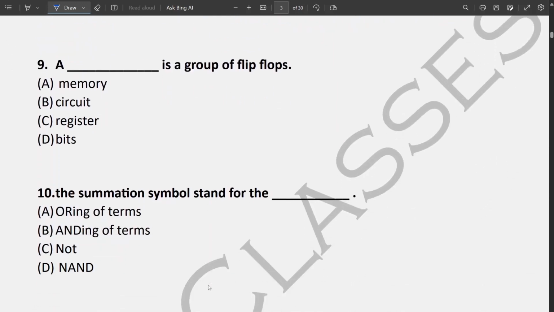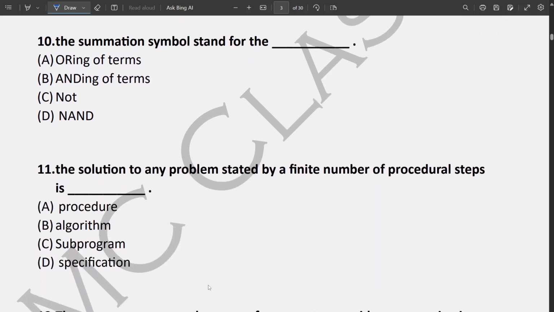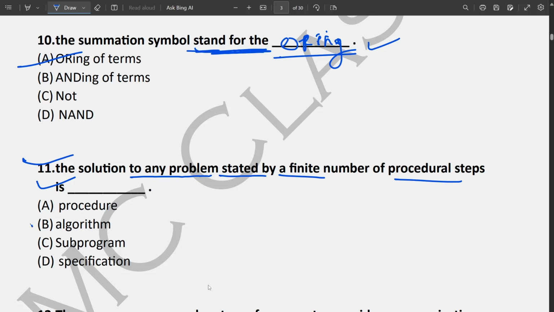Next. A is a group of flip-flops. So what is the group of flip-flops? The answer will be register. A register is a group of flip-flops. Next. The summation symbol stands for ORing. So option A is correct. Next, the solution to any problem stated by a finite number of procedural steps is an algorithm. Option B is correct.